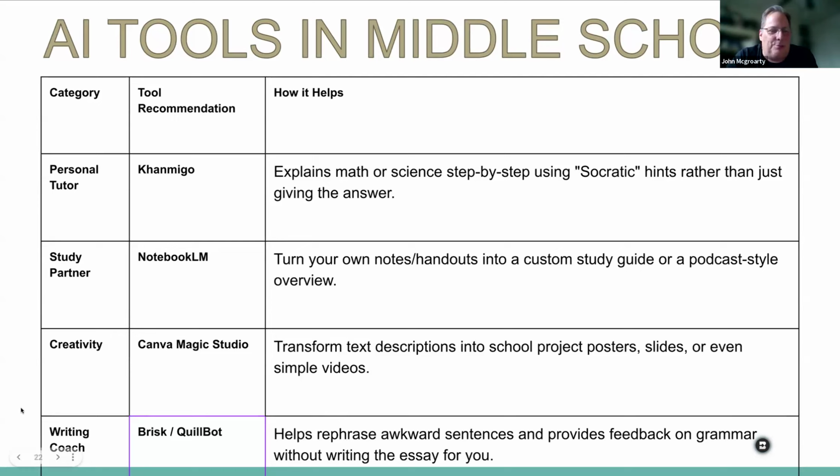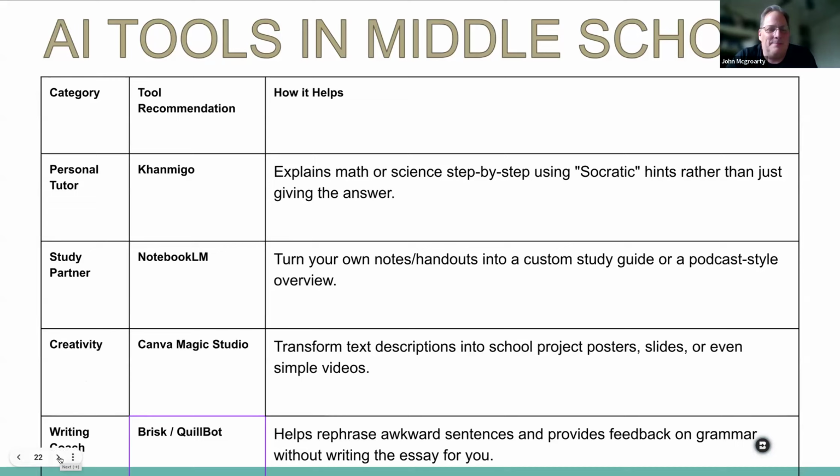And then the last one is Brisk. This is something that I didn't know a lot about and I just fell in love with because it's kind of like Magic School AI, but it's free for educators, which is really nice, especially if we have a budget. And so there's like Quillbot, which is another one that helps rephrase awkward sentences and provides feedback on grammar without actually writing the essay for you. I tell my students every day, don't use AI to generate your essays. I can tell. How can you tell that, Dr. M? Trust me, I can tell.